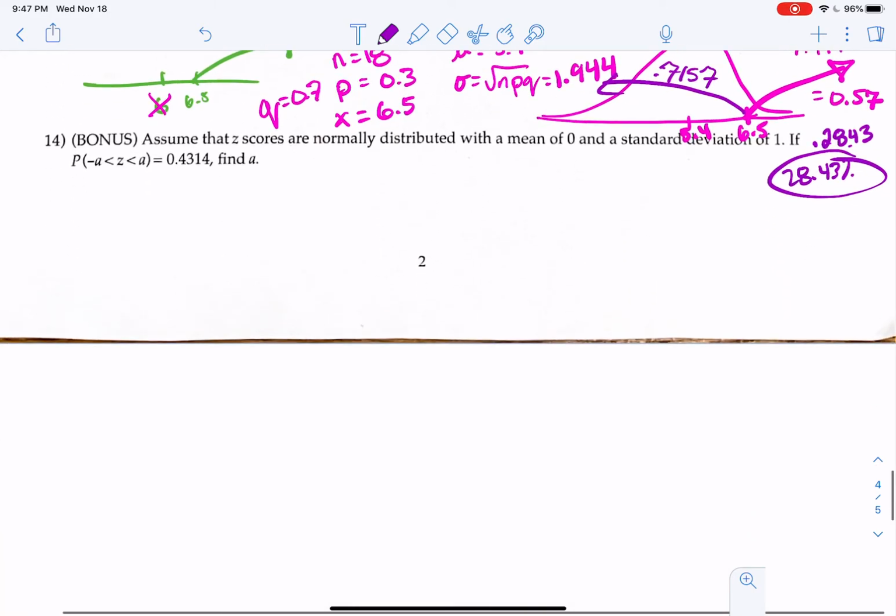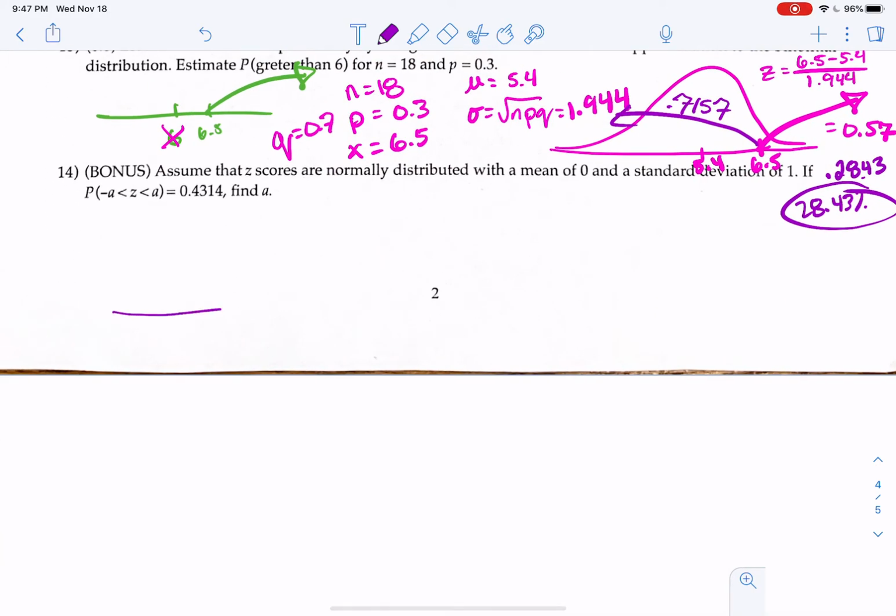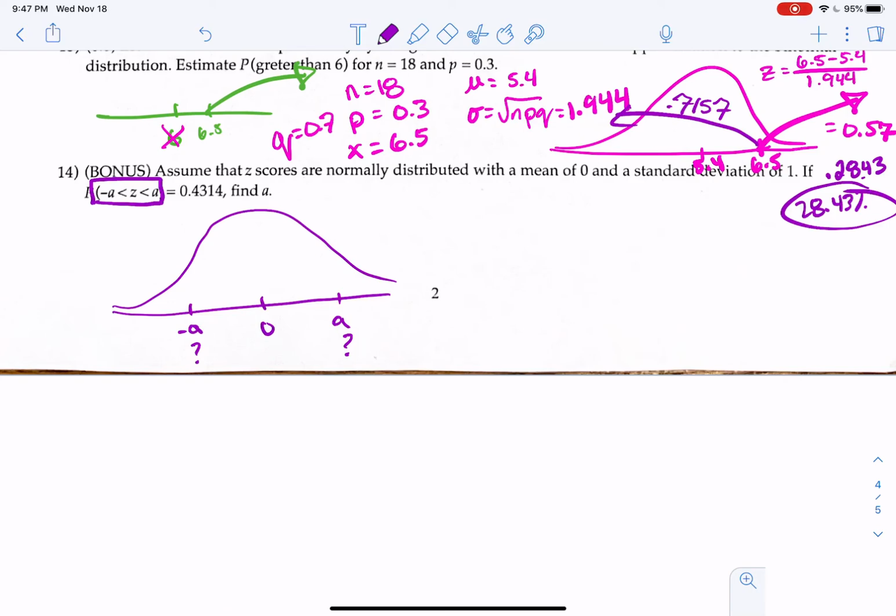All right, I'm going to go through the bonus with you as well. So it's not technically bonus because we did all these problems together. Here is 0 for z, and they're saying z lives between negative a and positive a, and we don't know what those values are for a. That's what we're trying to find. We're trying to find what those a values are, what those z-score values are. But I do know that in between negative a and a is 0.4314 or 43.14%.